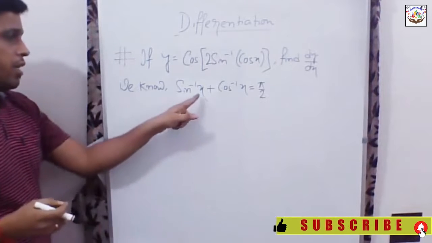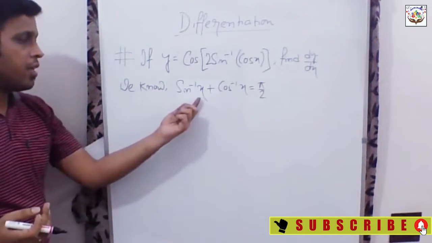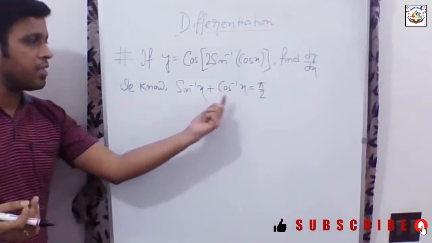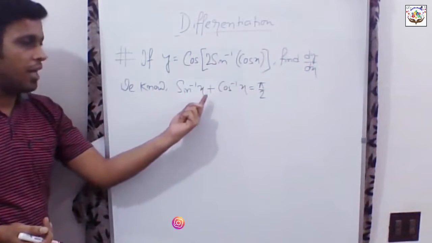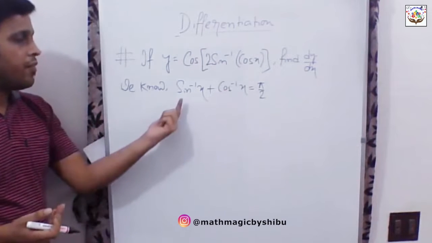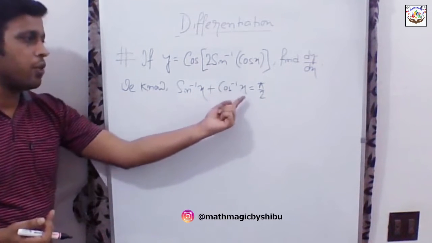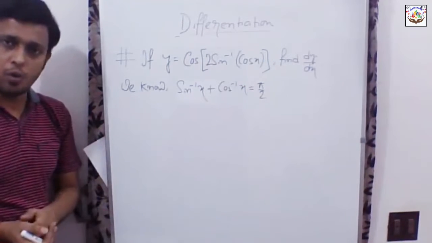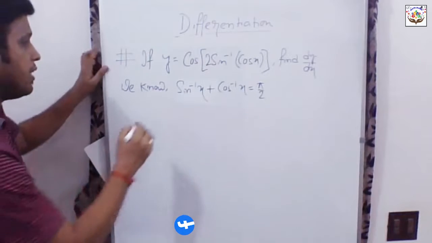Whatever be the value of this x, if it is the same with sine inverse and cos inverse, then the resultant will be pi by 2. Like if it is sine inverse 2x plus cos inverse 2x, it would have pi by 2 itself. Or if it is sine inverse x by 4 plus cos inverse x by 4, it would have pi by 2 also. Okay.